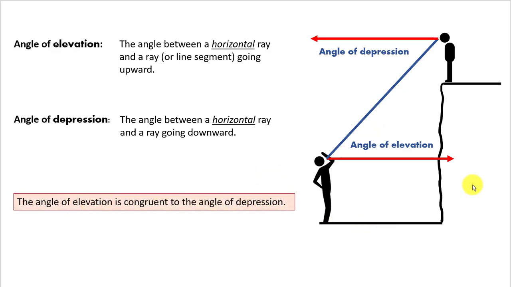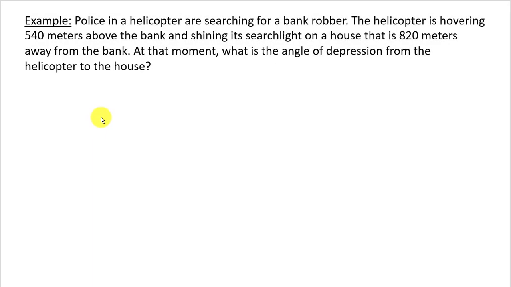Okay, well, that's pretty much all we need to know right now to try some application problems. Let's do an example. As always, we start by reading the problem and getting just a general idea of the situation. So here it says that police in a helicopter are searching for a bank robber. The helicopter is hovering 540 meters above the bank and shining its searchlight on a house that is 820 meters away from the bank. At that moment, what is the angle of depression from the helicopter to the house?